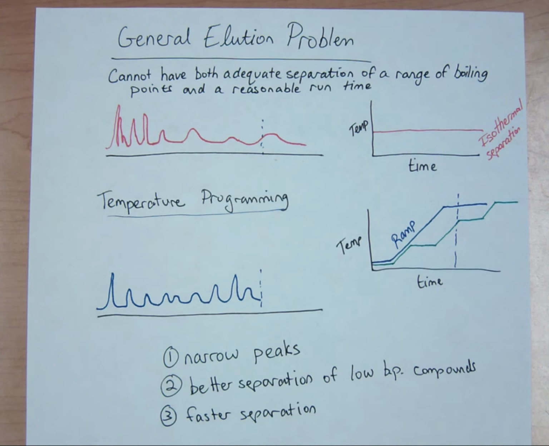So those are all aspects to the general elution problem, and how we go about correcting it using a temperature program for our oven temperature control.